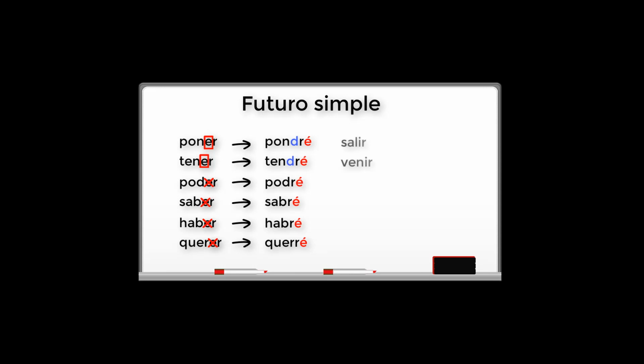With salir and venir it is similar to poner and tener. We are replacing e or i with d, so we have saldré, vendré.